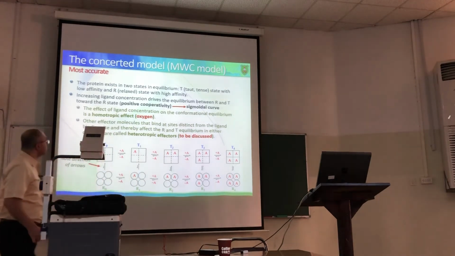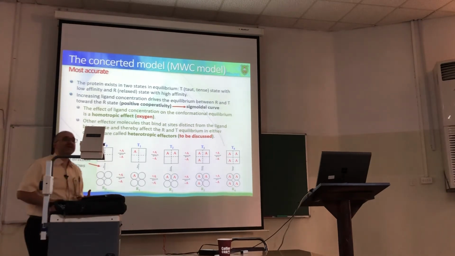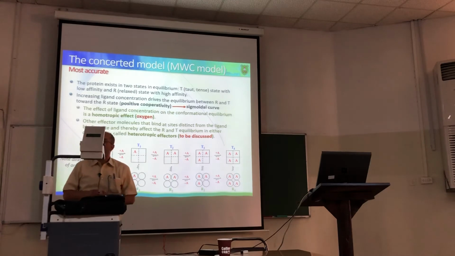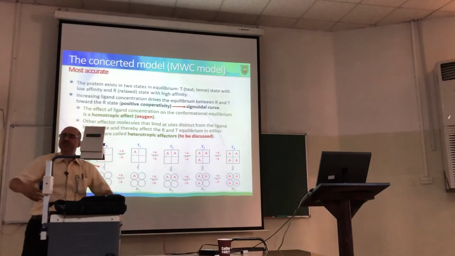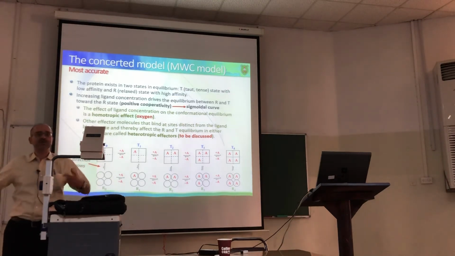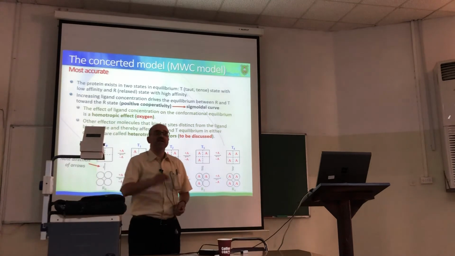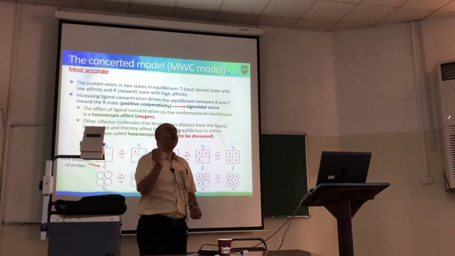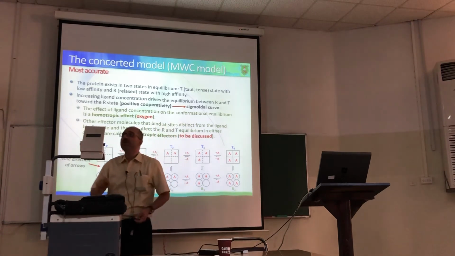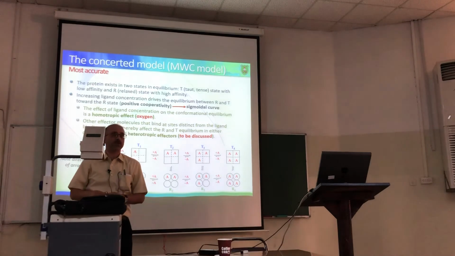Now, oxygen is known as an allosteric homotropic effector. Okay? So it is an allosteric effector. Why? Because it regulates the allosteric protein. Homotropic means that it changes the affinity for binding of another oxygen molecule, another molecule of the same type. That's why it's known as homo.